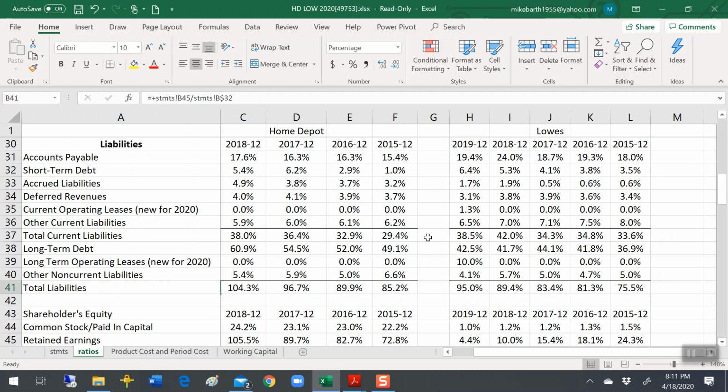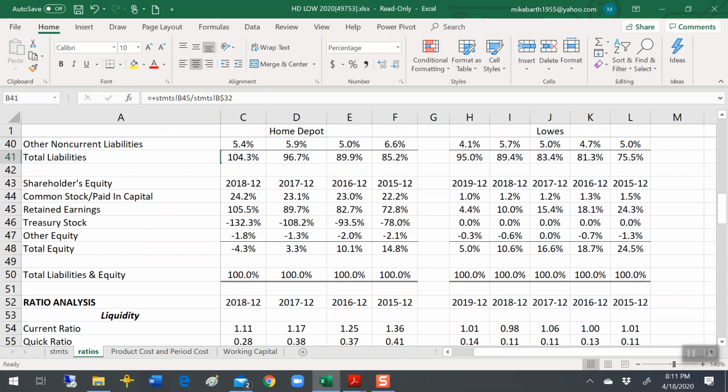All right. If we go down here and look at the common stock and paid-in capital, these numbers are so low over here for Lowe's because when they buy back shares of stock, they reduce the common stock and paid-in capital and retained earnings directly. Home Depot adds another line in there called treasury stock, makes it a negative number, and in the end, you end up basically in the same place. They just report things a little bit differently.